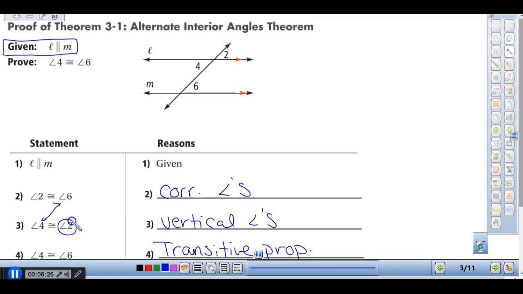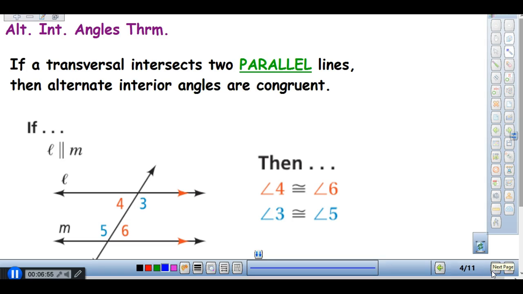We took out 2, because that's the common one, and got 4 is congruent to 6. So we can't write alternate interior angles. We can now that we proved it. But no, that's what we were trying to prove. We were under the assumption that we didn't know that alternate interior angles were congruent, because we hadn't learned that yet.